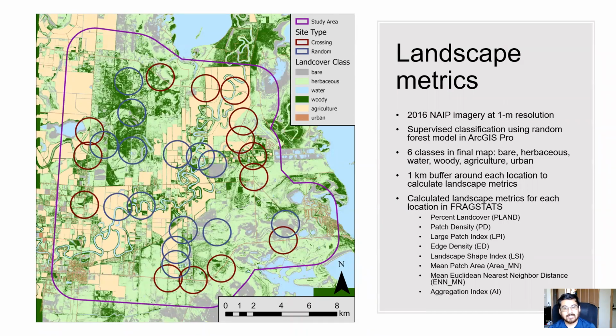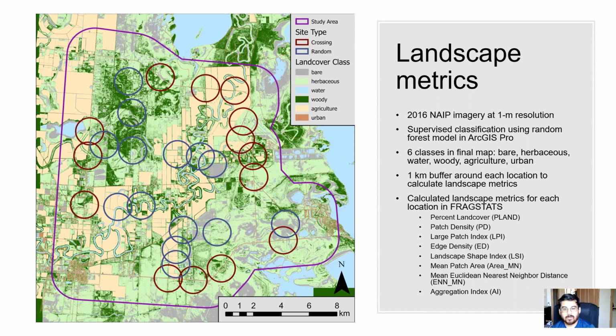So first, we classified a 2016 National Agricultural Imagery Program aerial image with a 1 meter pixel resolution using supervised classification with a random forest model in ArcGIS Pro. We then manually digitized agricultural areas and identified urban areas using aerial LiDAR and a Texas Department of Transportation road database.